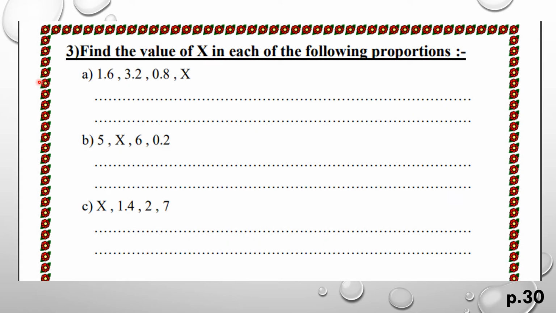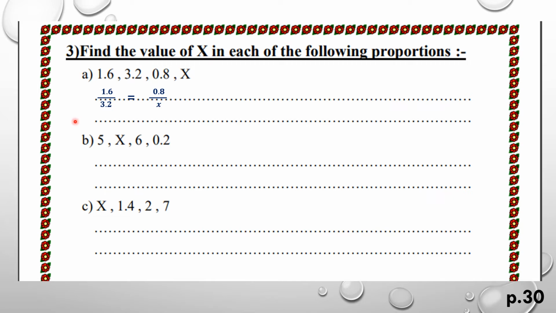Page 30. Number 3. Find the value of x in each of the following proportions. Letter A, 1.6, 3.2, 0.8, and x. Here, as we solved it before, we are going to put it in the form of fraction first, by order. 1.6 over 3.2 equals 0.8 over x.